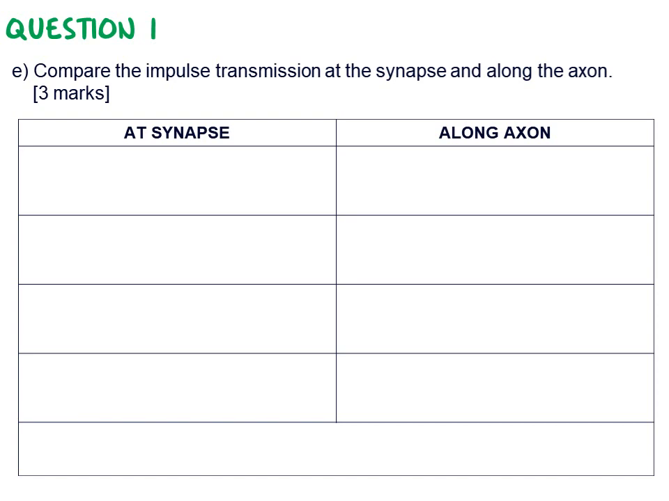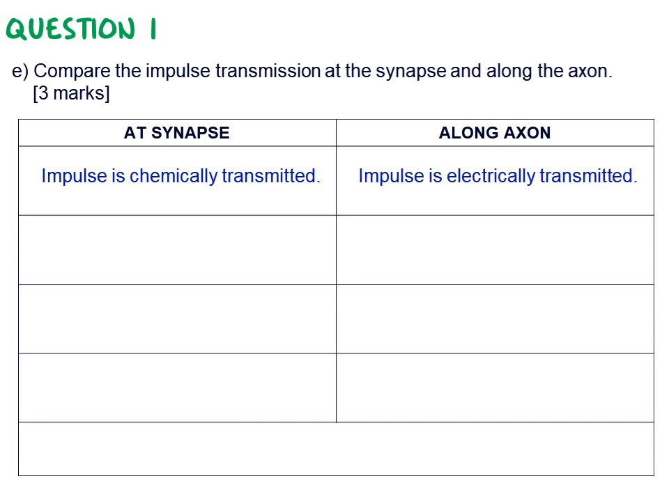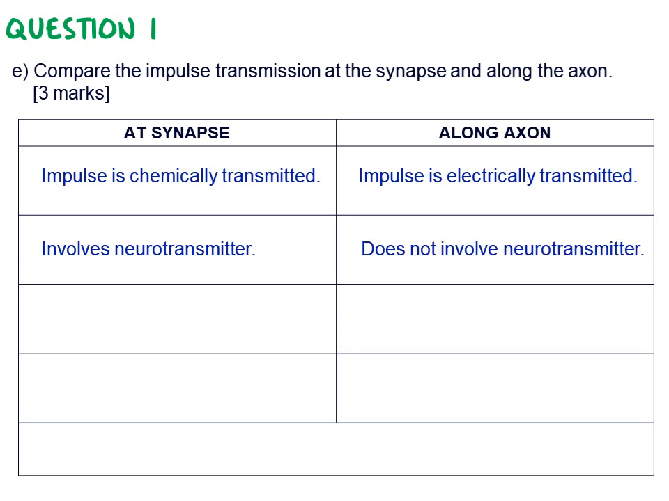Okay, first, kita tengok the first one, differences. Okay? At synapse, impulse is chemically transmitted, while along axon, impulse is electrically transmitted. Okay, so ni adalah one of the answers yang kita akan accept ataupun acceptable answer. If not, okay, we have another choice. At synapse, impulse transmission involves neurotransmitter, while along axon, impulse transmission does not involve neurotransmitter. Okay.